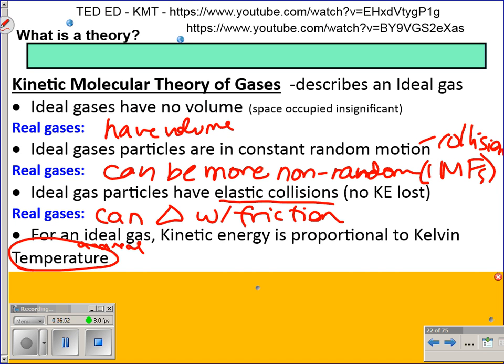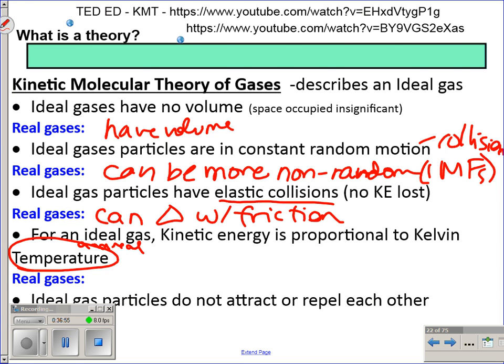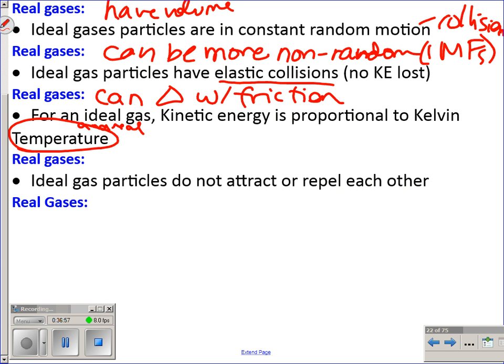All right, one more for you. And real gases, that's a true statement for both states, actually. Real gases and otherwise.